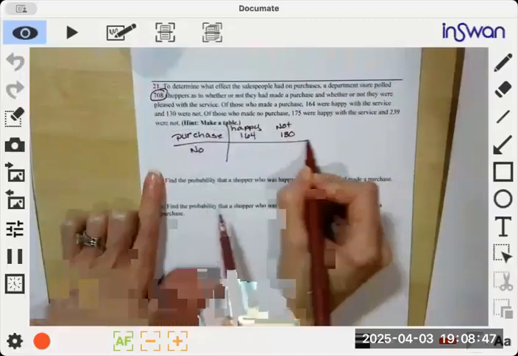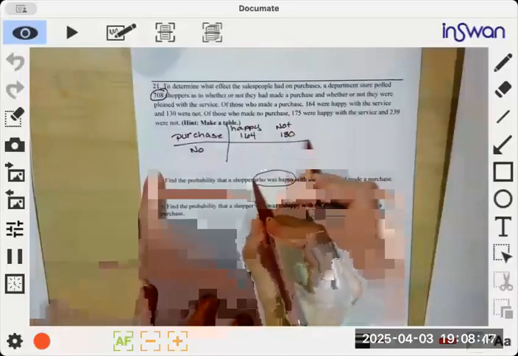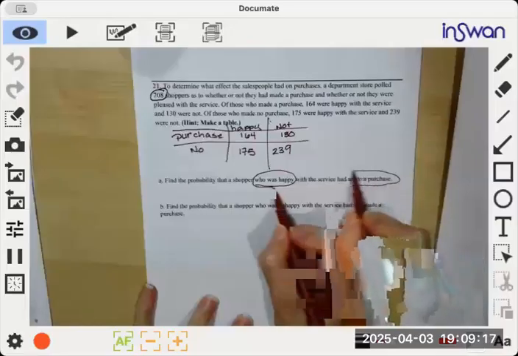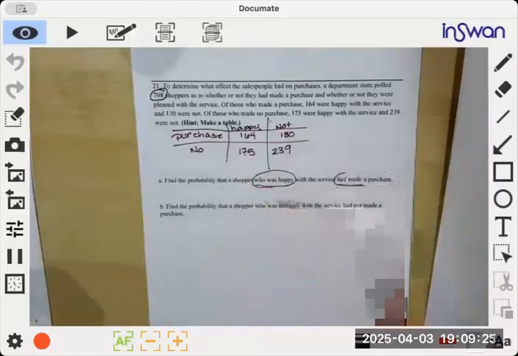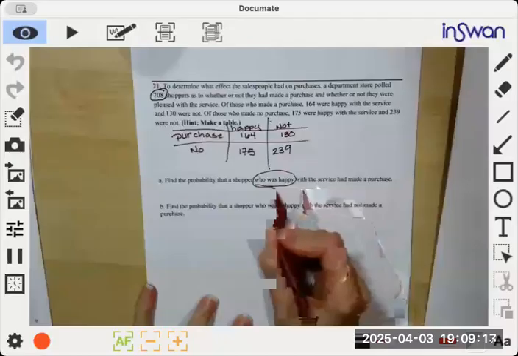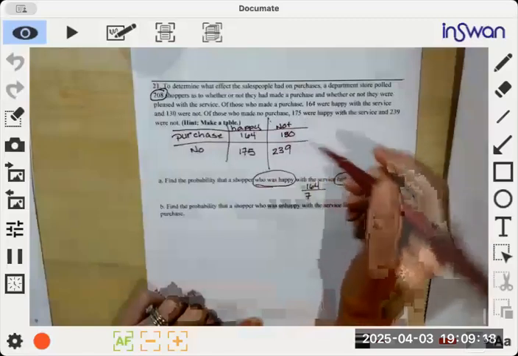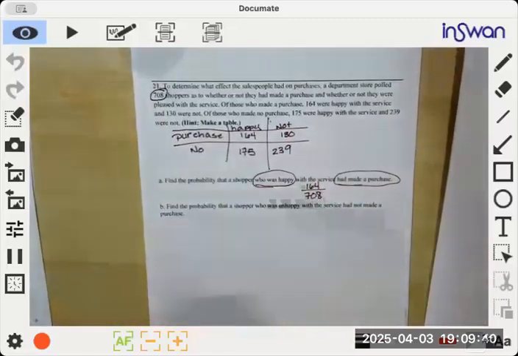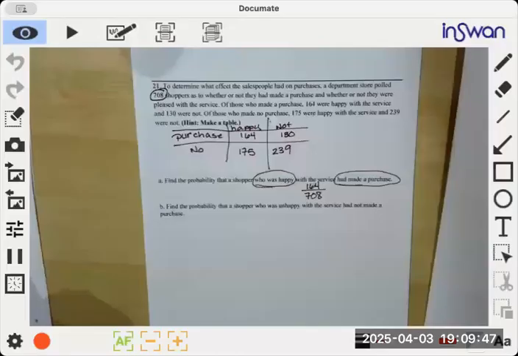Find the probability that a shopper who was happy with service made a purchase. So my brain tells me to do 164 over the total of 708. Referring to the key, it says 164 over 294.